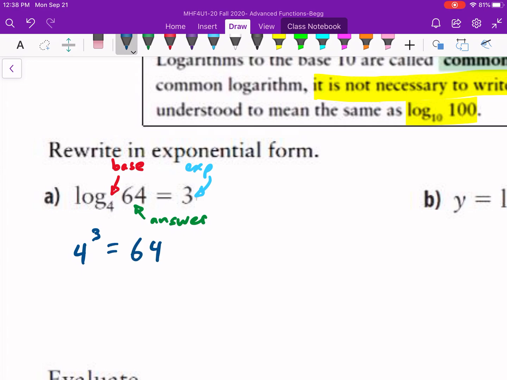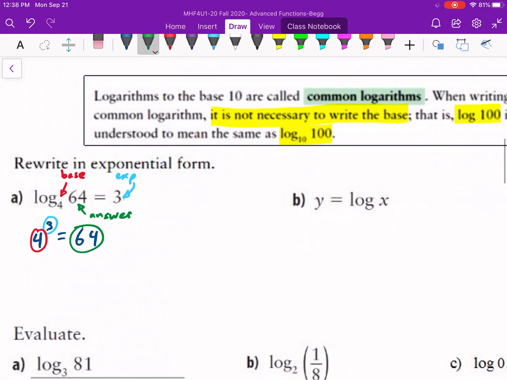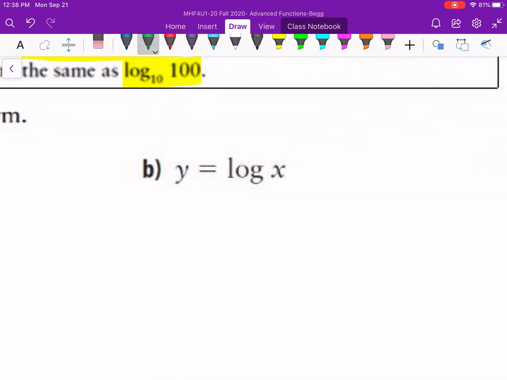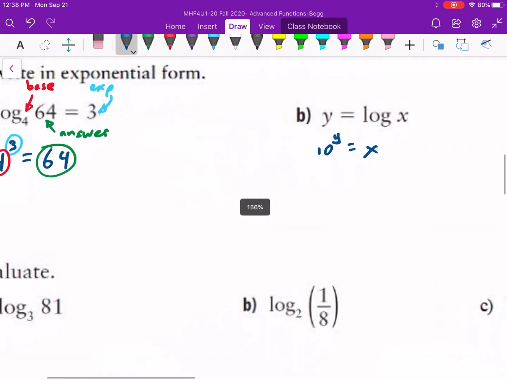So it's just moving the parts around again, right? Exponent, base and answer, there, using the same colors. This one is a common log. It doesn't have a base written, so we know it's a base 10. So 10 to the exponent y, because y by itself is the exponent, equals x. So that's just going the opposite way.